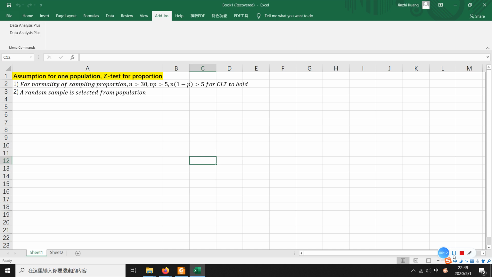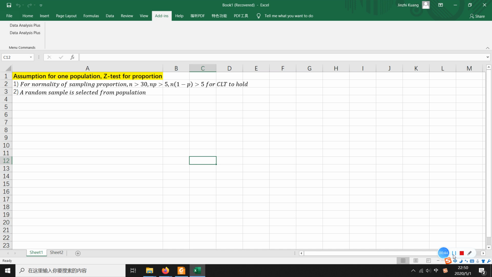Please always remember the assumptions for the one population Z-test for proportion. Firstly, for normality of sampling proportion, the sample size n must be larger than 30, and np must be larger than 5, and n multiplied by 1 minus p must be larger than 5 for the central limit theorem to hold. And secondly, a random sample is selected from the population.